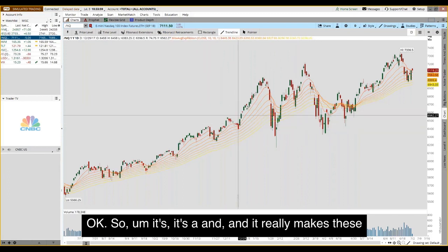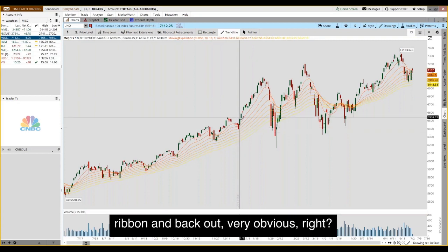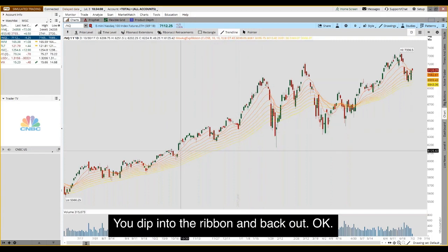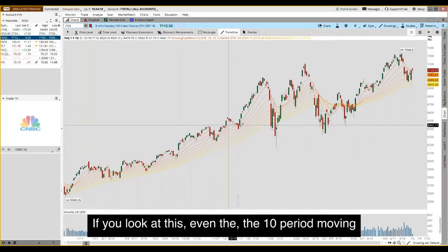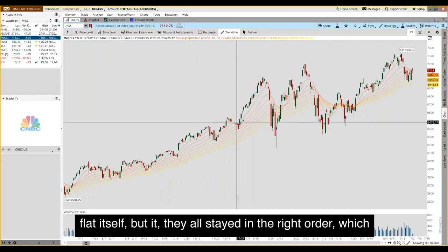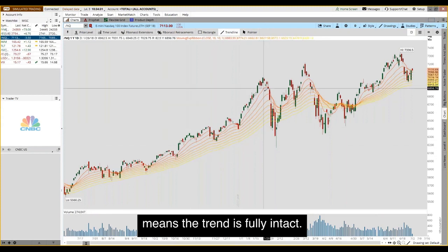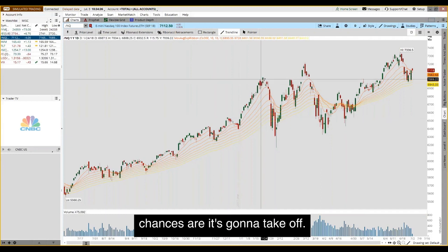It really makes these areas where price dips into the ribbon and back out very obvious, right? You dip into the ribbon and back out. So the key here is that the lines never overlapped. That's the real key. If you look at this, even the 10 period moving average never crossed the 20 or the 30, or it went flat itself, but they all stayed in the right order, which means the trend is fully intact. When you see price dip below and back above, chances are it's going to take off.